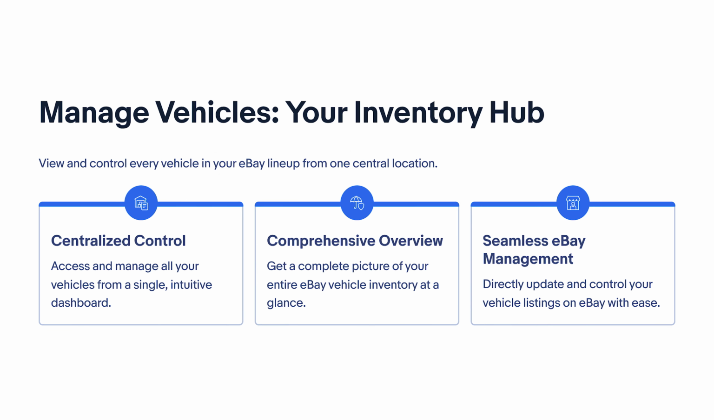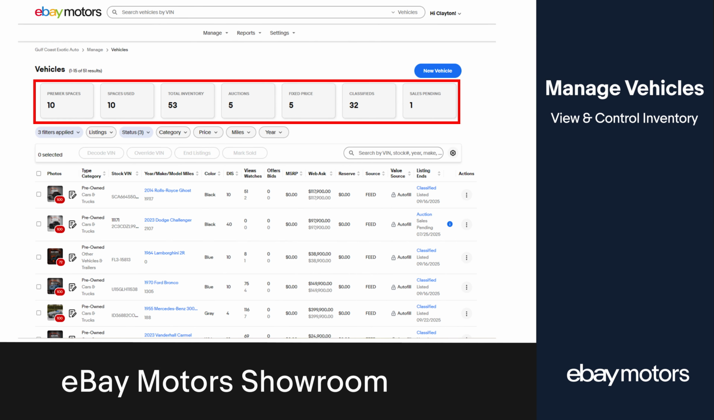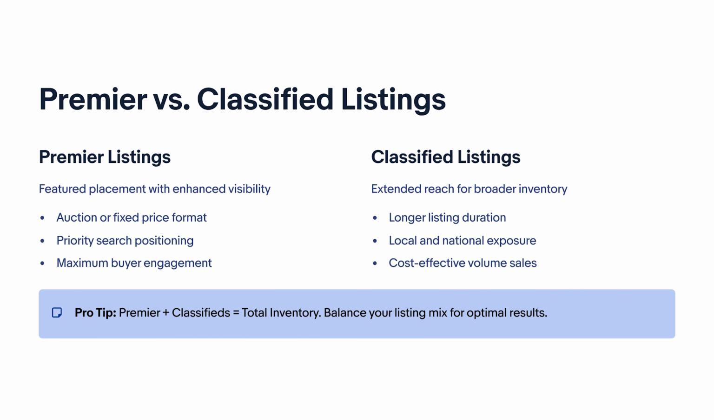From the Manage tab, we will now look at how to manage your vehicles on eBay. The Manage Vehicles page is your central hub for viewing and controlling your entire inventory. From this page, you can see the utilization of your eBay subscription and see how many vehicles you have in Premier Listings, as well as how many you have in Classifieds. The number of Premier Listings added to the number of classified listings should equal your total inventory.